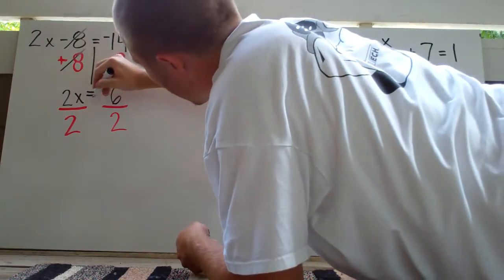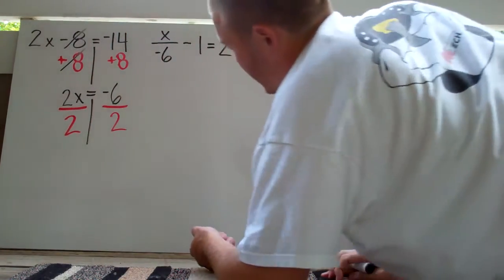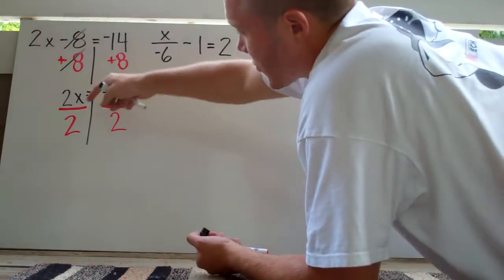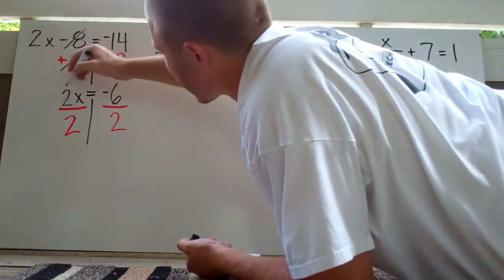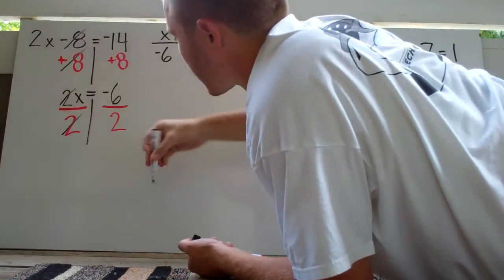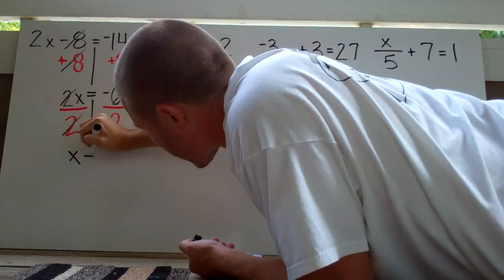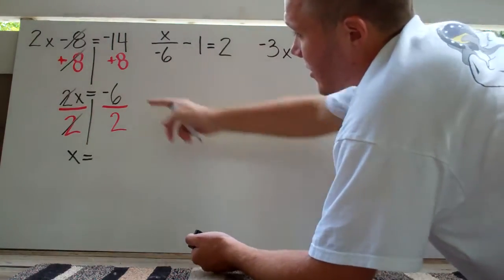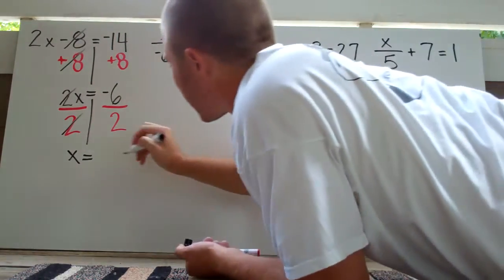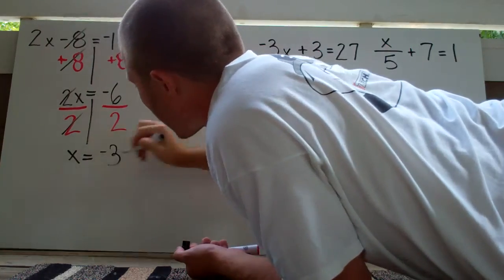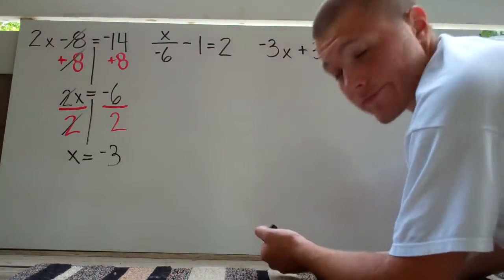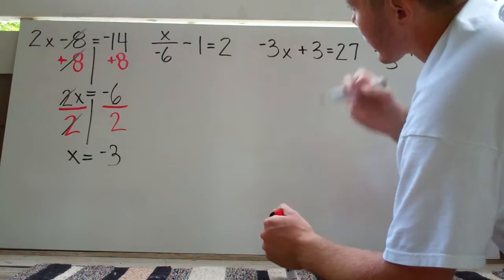And again, I'm going to draw a line to separate the sides of the equation. So, I've got 2x divided by 2. These 2's are going to cancel out. And I'm just going to be left with x, which is exactly what I want, because I'm trying to figure out what x equals. And then negative 6 divided by 2, so that's going to give me negative 3. There's my answer. Alright. Next one.